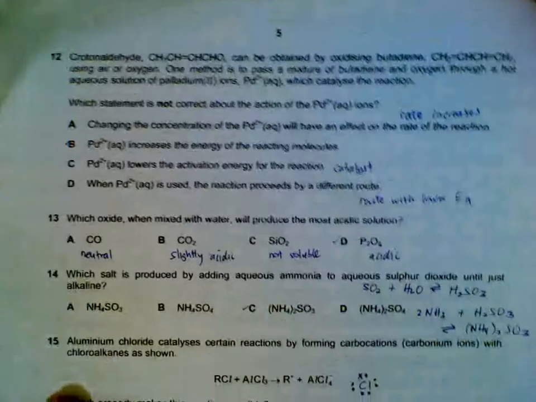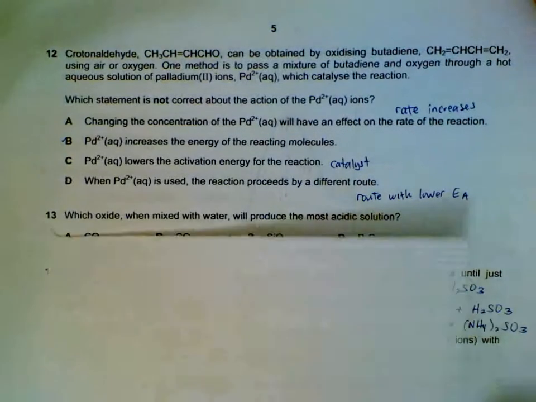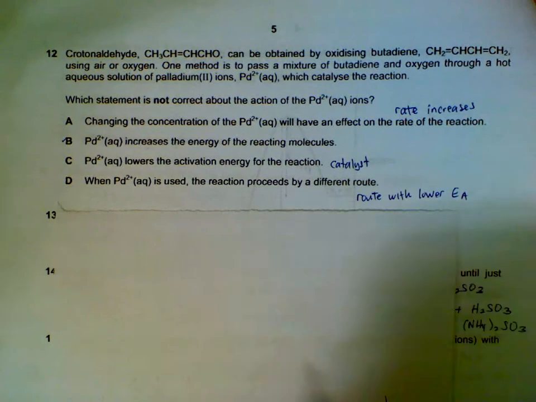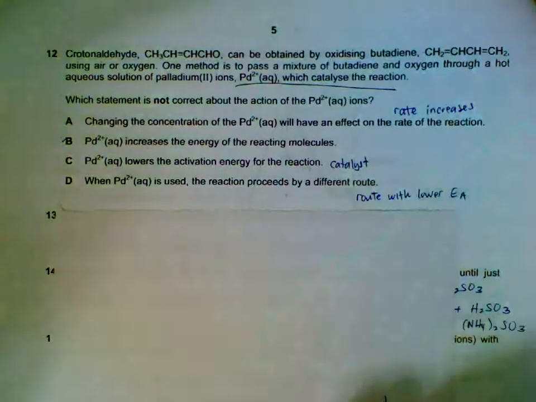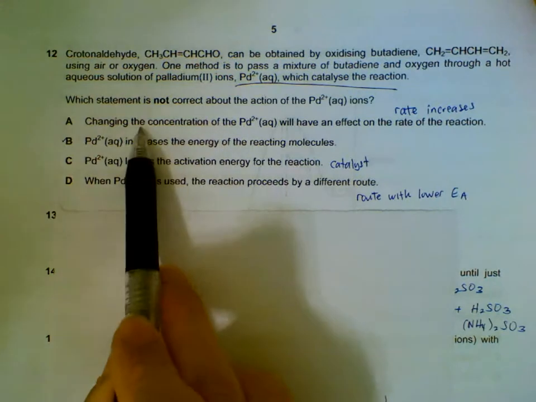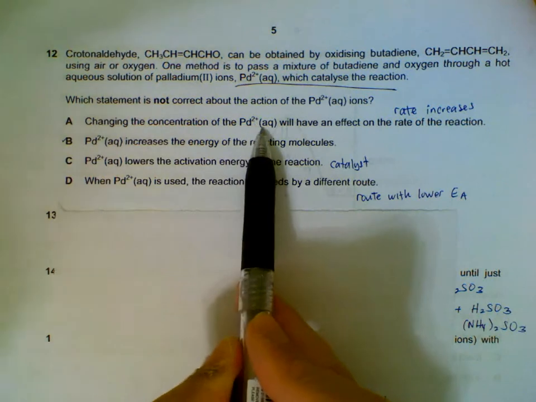Number 12, we have a reaction that is catalyzed by aqueous palladium ions. So which statement is not correct? A, changing the concentration of the catalyst will have an effect. The catalyst is an aqueous form, so it will have an effect on the rate of reaction.